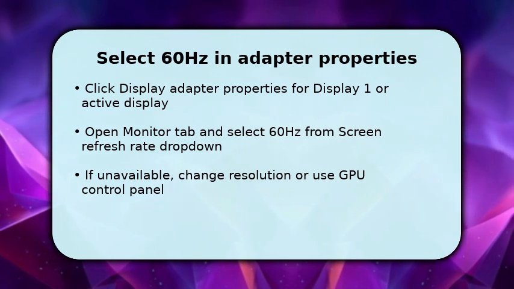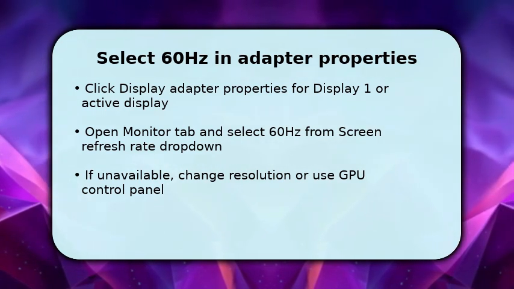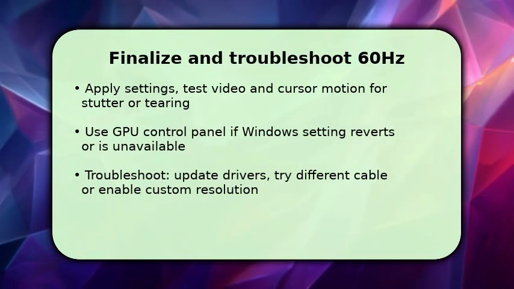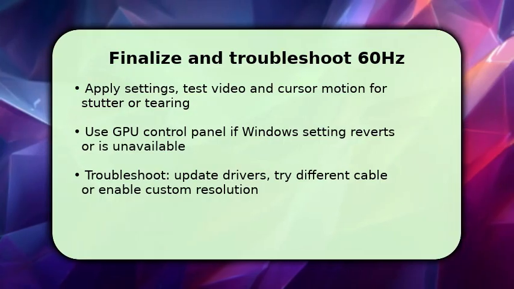Finish by applying and validating the change across apps. You should test video playback and move the cursor. 60Hz reduces motion but must be stable.